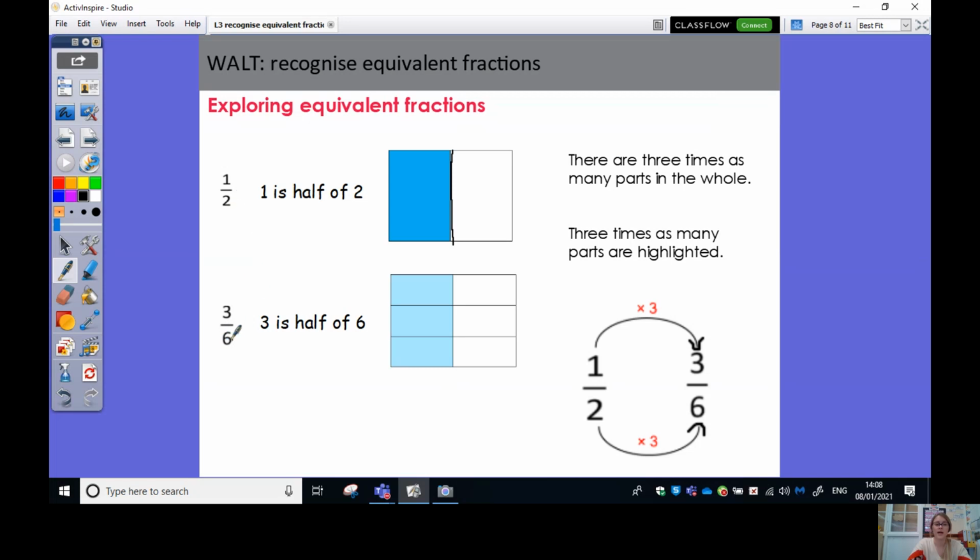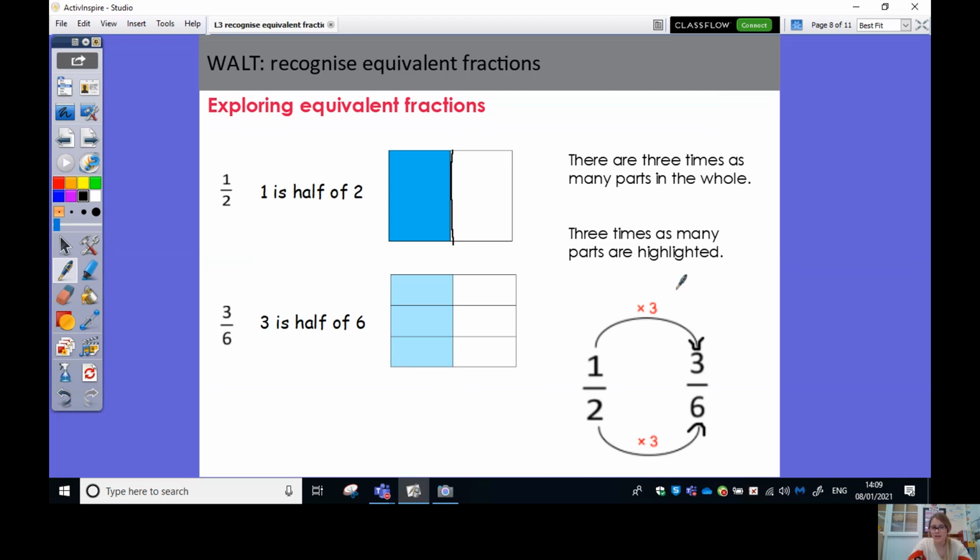okay? 2 times 3 is 6, which is represented in this diagram here. 2 times 3 equals 6. And there are 3 times as many parts highlighted. So in this diagram, there is 1 of the parts that is highlighted, and this one is 3. Okay, it looks the same, but this one is broken down a little bit more. And 1 times 3 is 3.